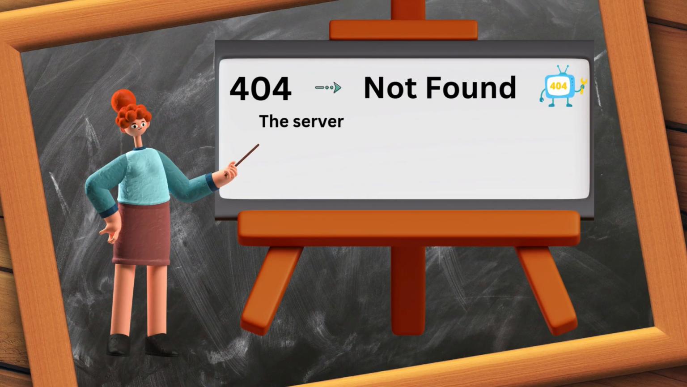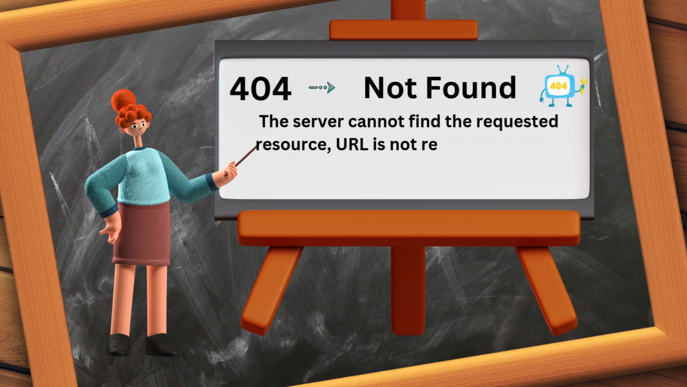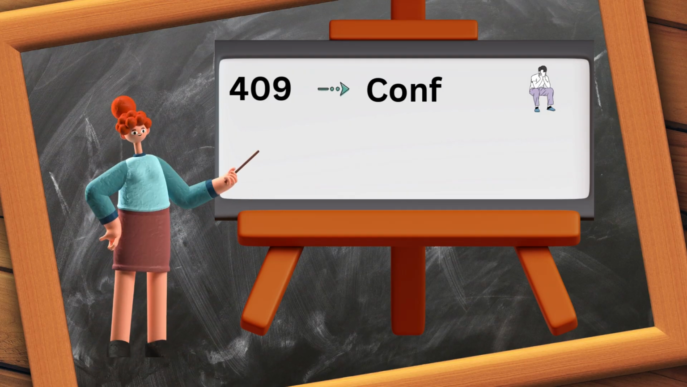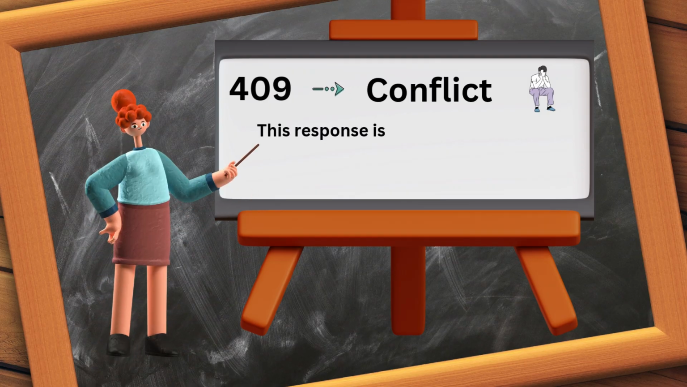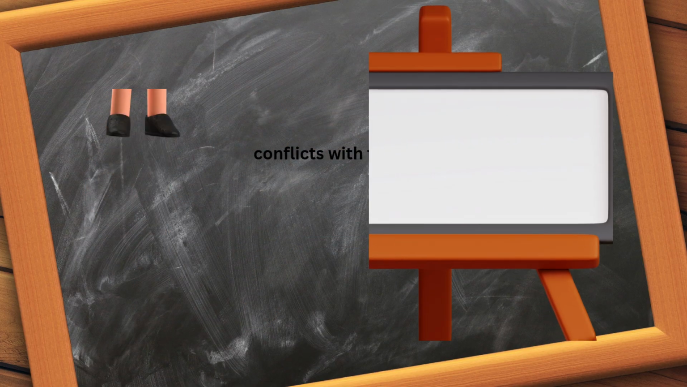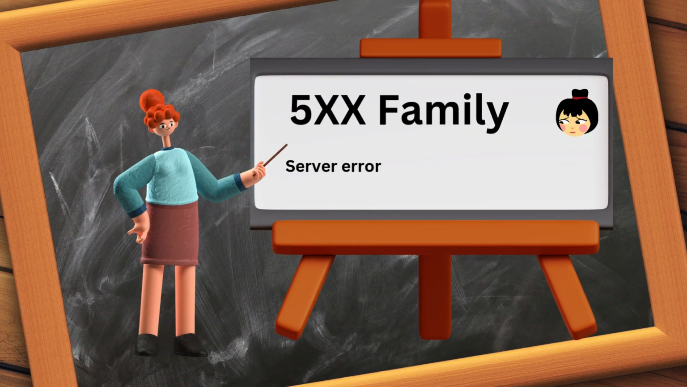404 for not found. The classic. Resource doesn't exist. Whether it's an invalid ID or a misspelled endpoint, 404 is your friend. Just don't abuse it to hide all errors. Transparency is key. 409 for conflict. Usually comes up when there's a data conflict, like trying to create a duplicate entry. Think, that email is already in use. Boom, 409.